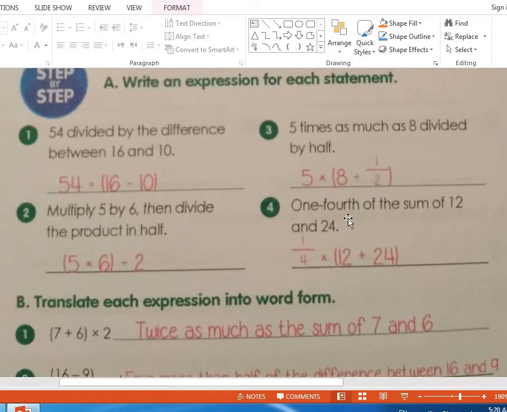Okay, so here quarter, 1/4 of the sum of what? Times open brackets, sum of what? Sum of 12 and 24. So here quarter times 12 plus 24.